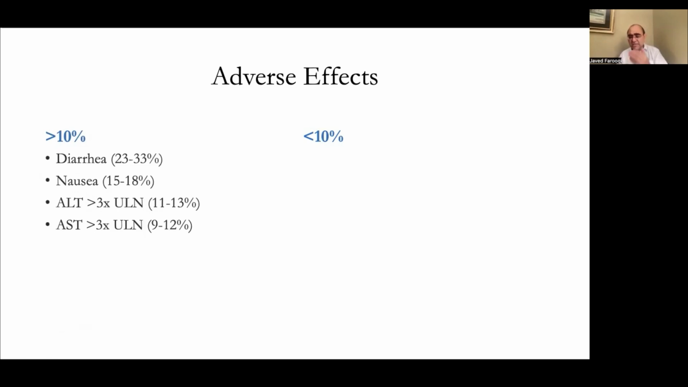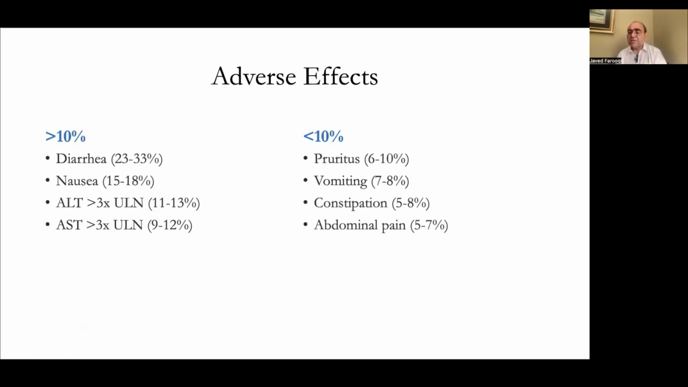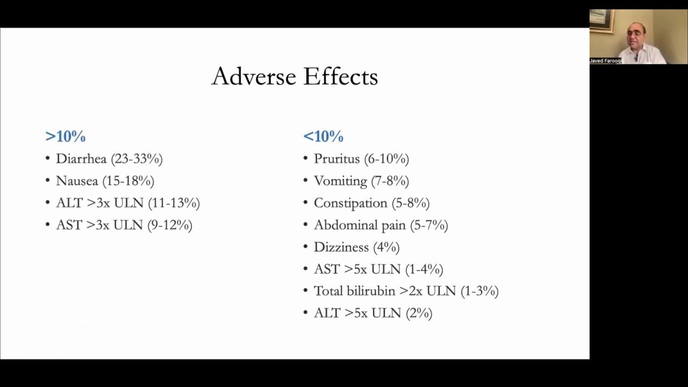And those side effects which are less than 10%, which are less common, include pruritus 6 to 10%, vomiting 7 to 8%, constipation 5 to 8%, abdominal pain 5 to 7%, and dizziness 4%. AST more than 5 times rise is 1 to 4%, and total bilirubin more than 2 times rise is 1 to 3%. So these are the side effects, and you should be aware of them. And the ALT more than 5 times upper limit normal is in 2% only.